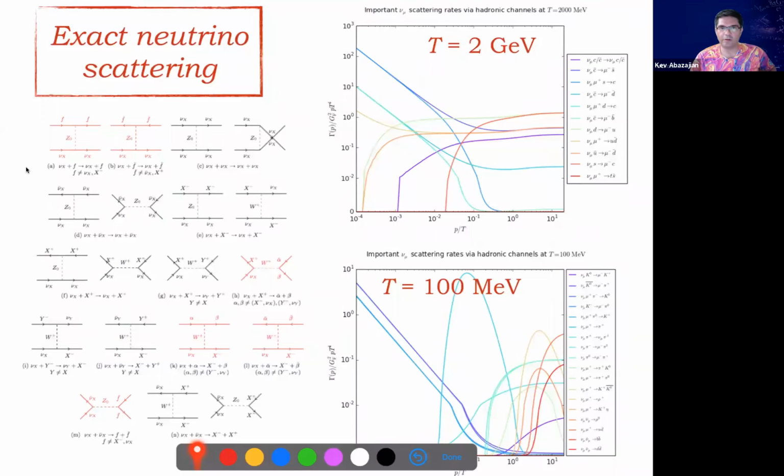Another thing we included, and this is a heroic effort by Teja, was including the more exact neutrino scattering and momentum dependent interaction rates for all of the neutrinos. And this is a temperature and momentum dependent thing. So the rates of all of these processes had to be calculated from high temperature down to lower temperature where production occurs.